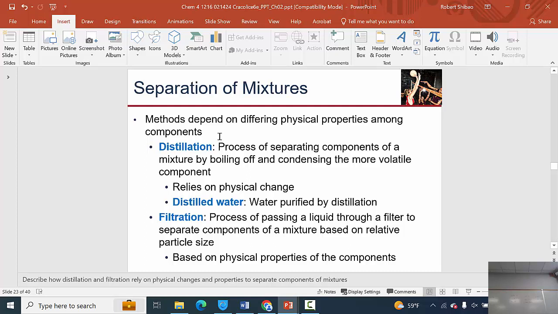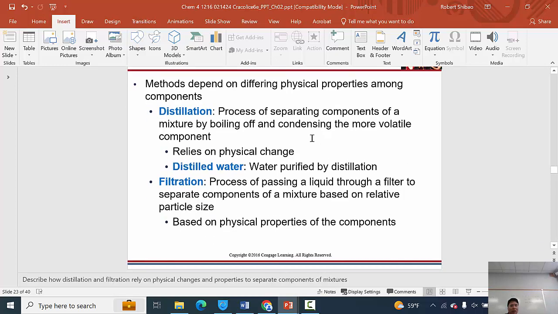And then we have filtration. Filtration works if you have a solid and liquid. And we have filter paper. And the filter paper can, sand and water can be easily separated by filtration. You guys have a funnel for filtration, so let's take a look at the apparatus here.